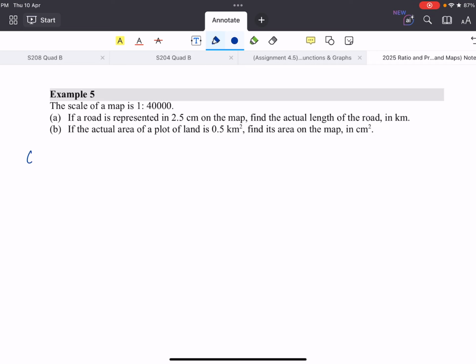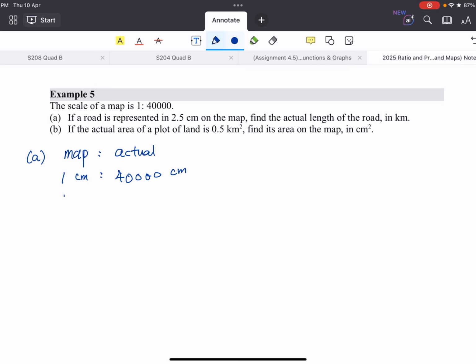So again, the process is the same, right? So this time round, what happened? We start with map. Yes, map. Okay, let me write it properly. Map to actual. Okay, 1 is to 40,000, right? So we can add in the centimeter, that is fine.